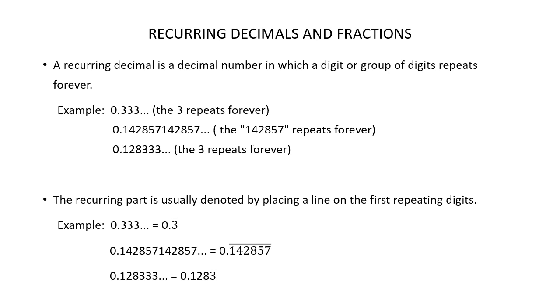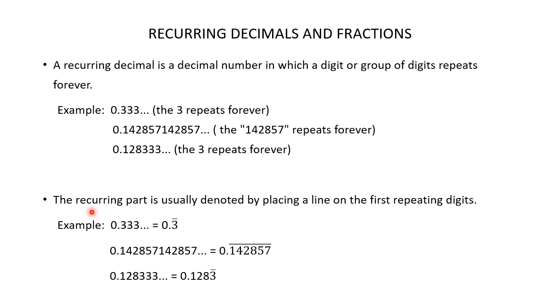Look at this number: 0.142857142857 and so on. Here the group of digits 142857 repeats forever. In this number, 0.1283333 and so on, the first 3 digits 1, 2, 8 are written as they are and 3 keeps repeating. So these 3 numbers are called recurring decimals since they have a digit or group of digits that repeat forever.